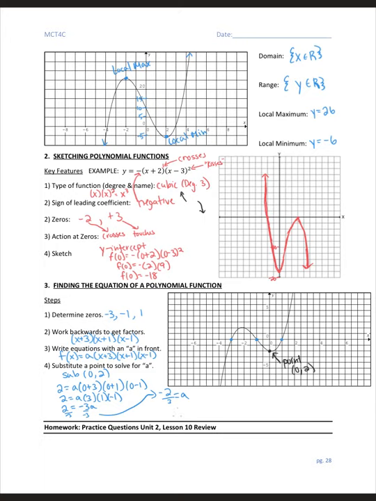So then we can write our equation. We can say f of x is equal to a negative 2/3, and then all of those factors of x plus 3, x plus 1, and x minus 1. And that's it for your review.